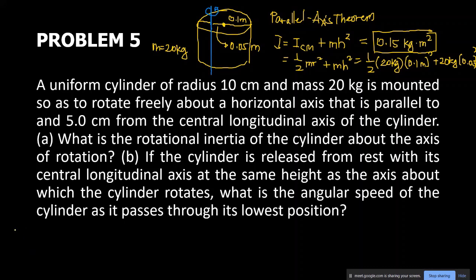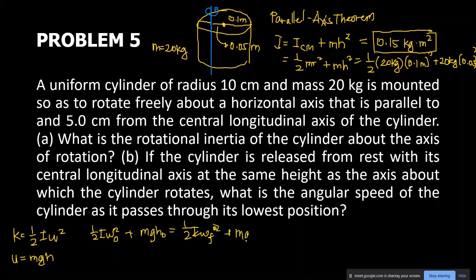Recall that the rotational kinetic energy is K equals 1/2 moment of inertia times angular velocity squared. And recall also that it has a height, so you will use gravitational potential energy, that is mgh. So by conservation of energy, that is 1/2 I omega squared, this is initial, plus mgh initial, equals 1/2 I omega f squared final, plus mgh final. We are looking for the angular speed at the lowest position. And we also know that we don't have any height in the final case, so this cancels out.